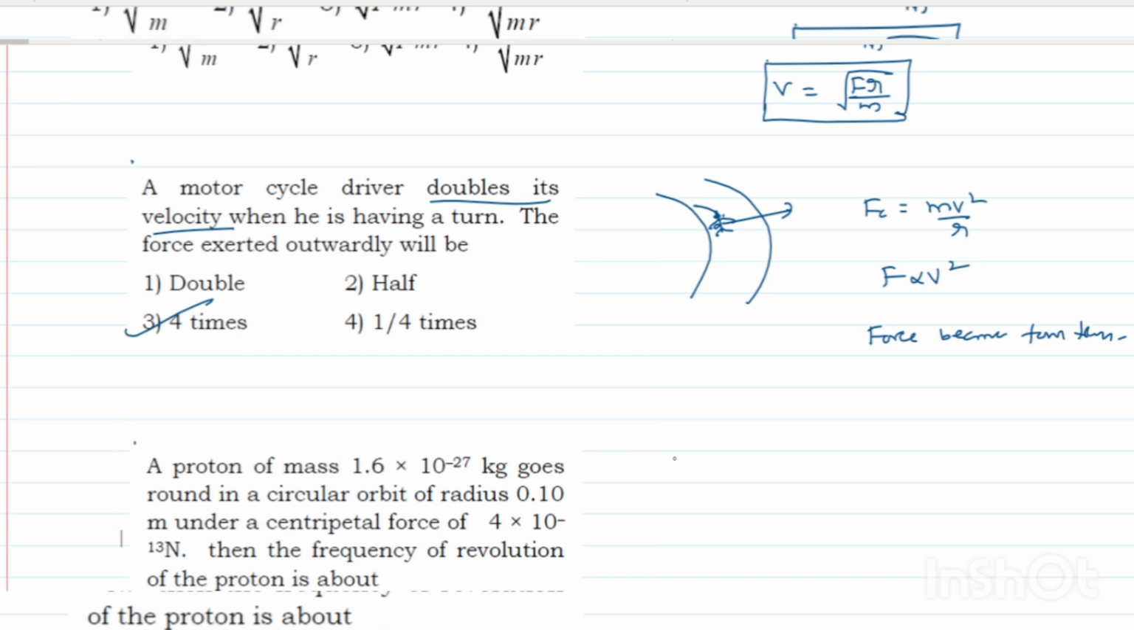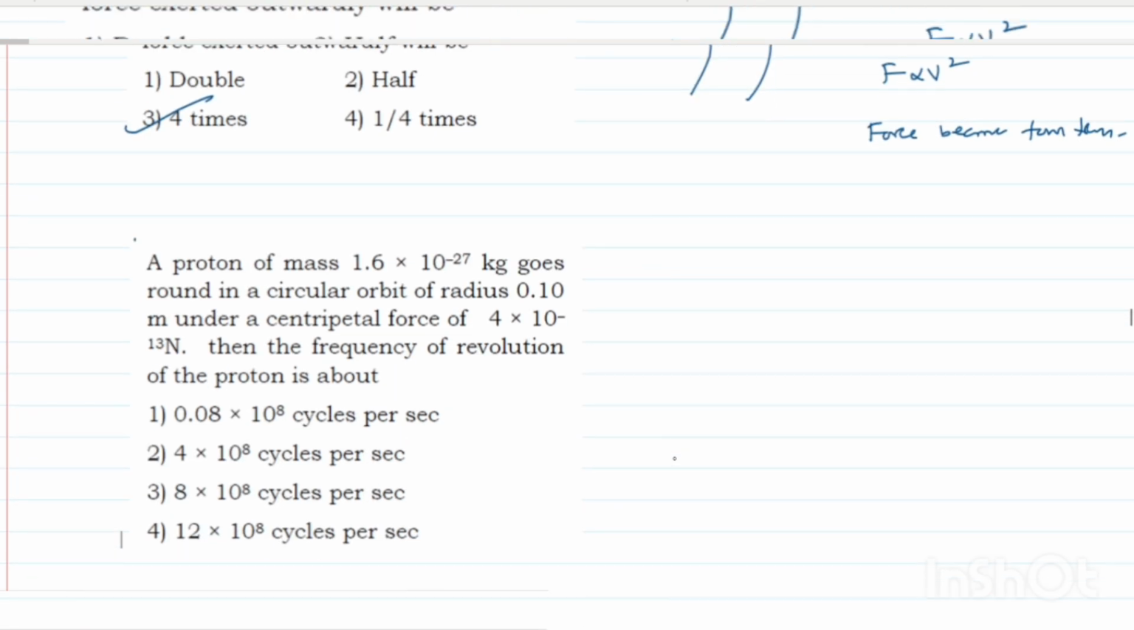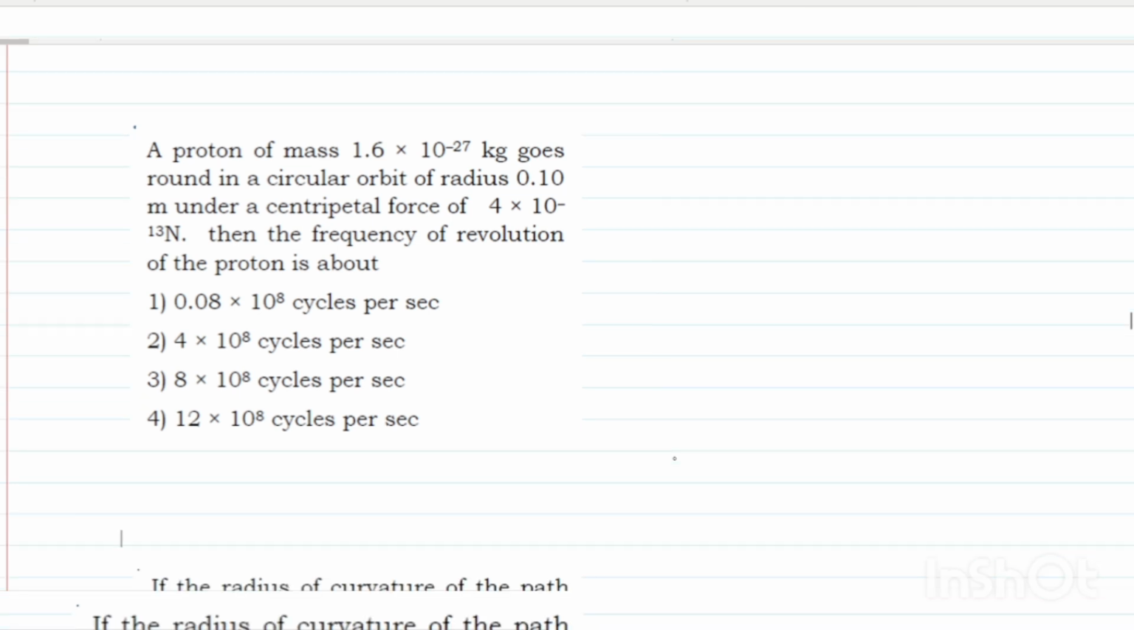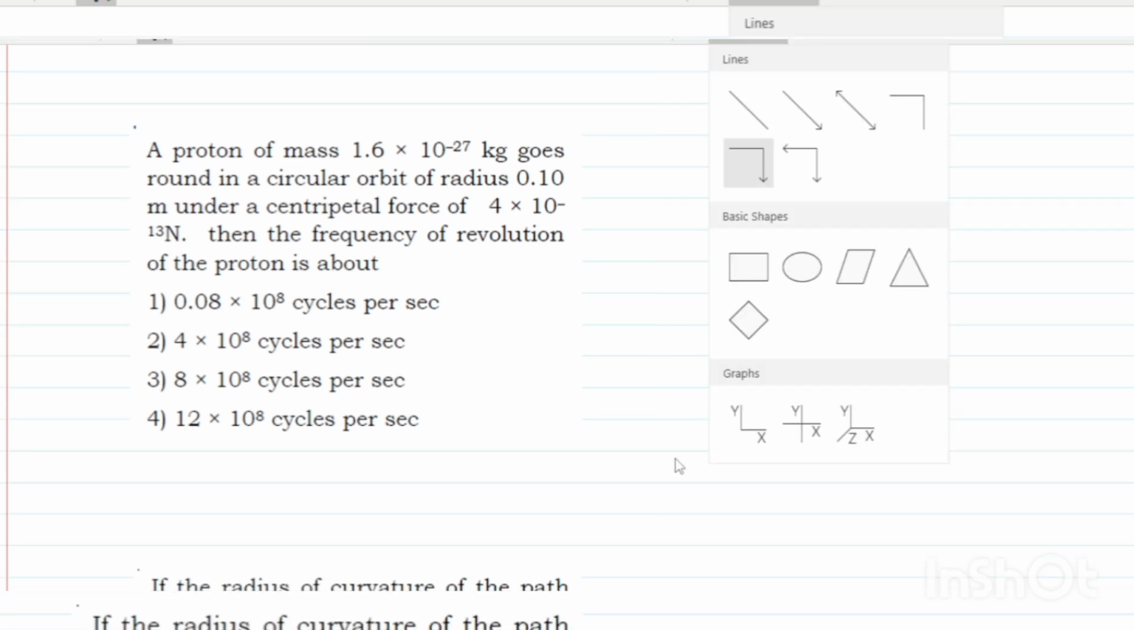Let us see the next question. A proton of mass 1.6 into 10 power minus 27 kg goes around a circular orbit of radius 0.1 meter.